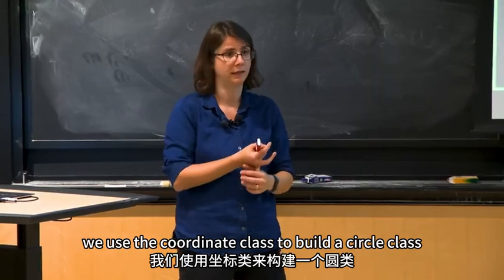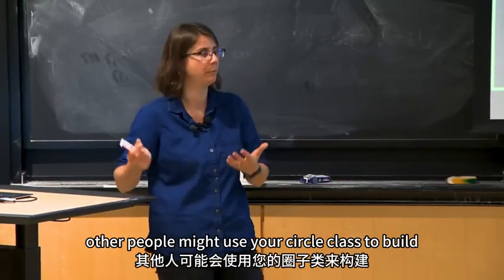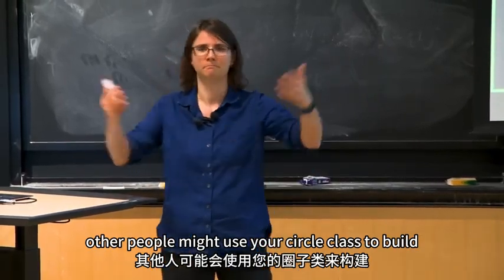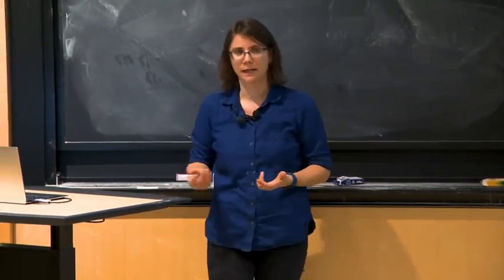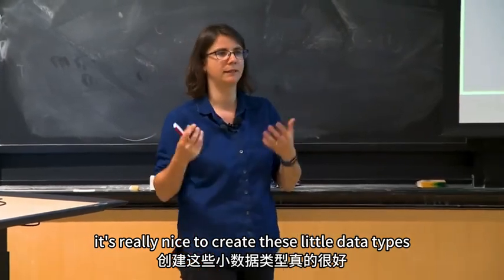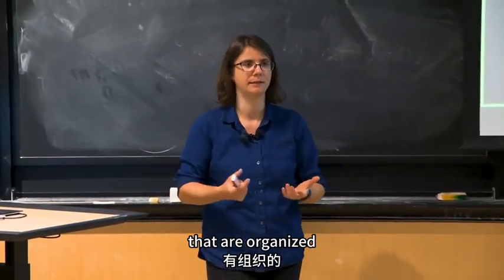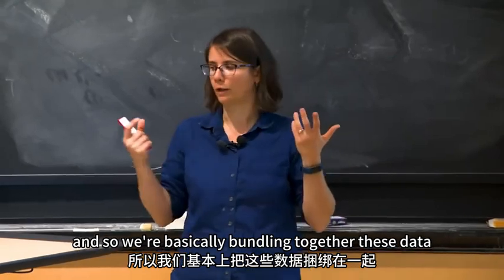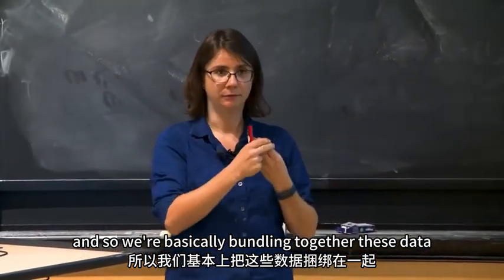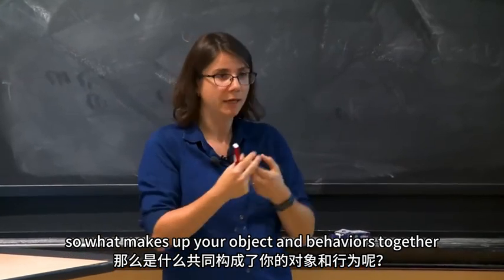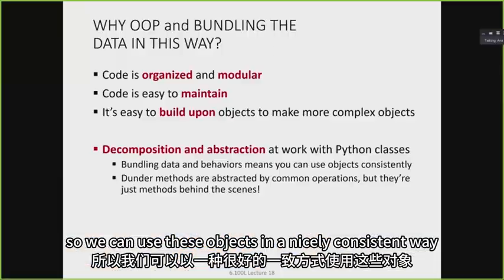Like we use the coordinate class to build a circle class, right? Other people might use your circle class to build, I don't know, a sphere class or something more complicated. And so it's really nice to create these little data types that are organized and modular. We're basically bundling together the data that makes up your object and behaviors together so we can use these objects in a nicely consistent way.